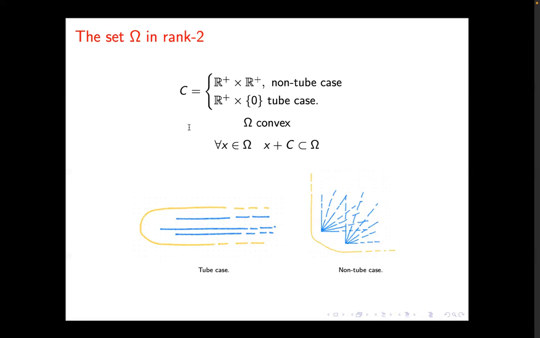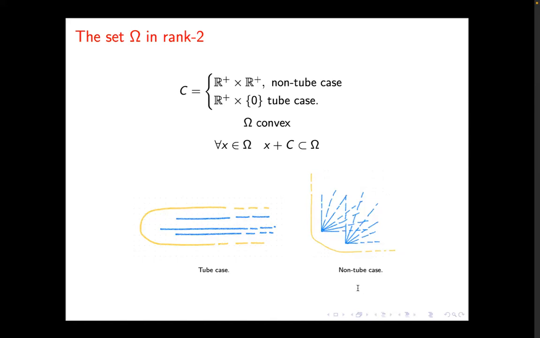So in this case, we know that the base of this associated tube to G has to be convex and has to satisfy the second property. For every x in omega, x plus c has to sit in omega. So you see, in the tube case, for every point in this region omega, the yellow region, there must be the half line on the right. So you see, it cannot be just any convex set. It has to have this property.